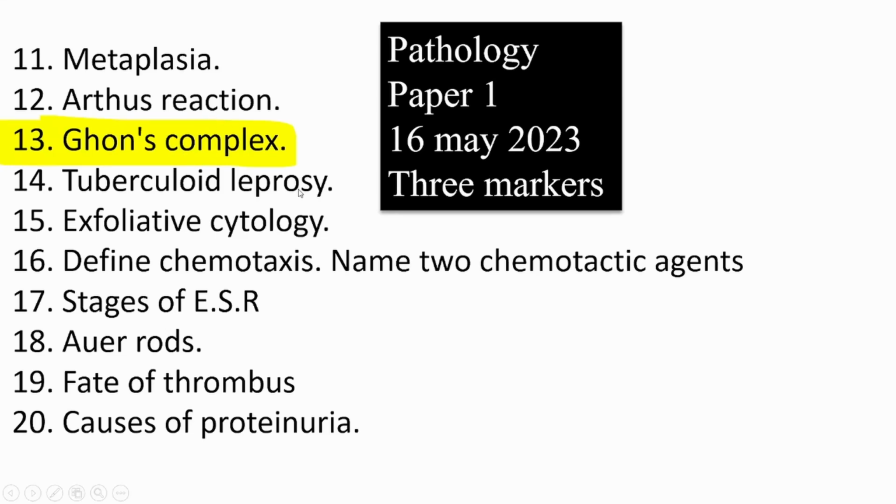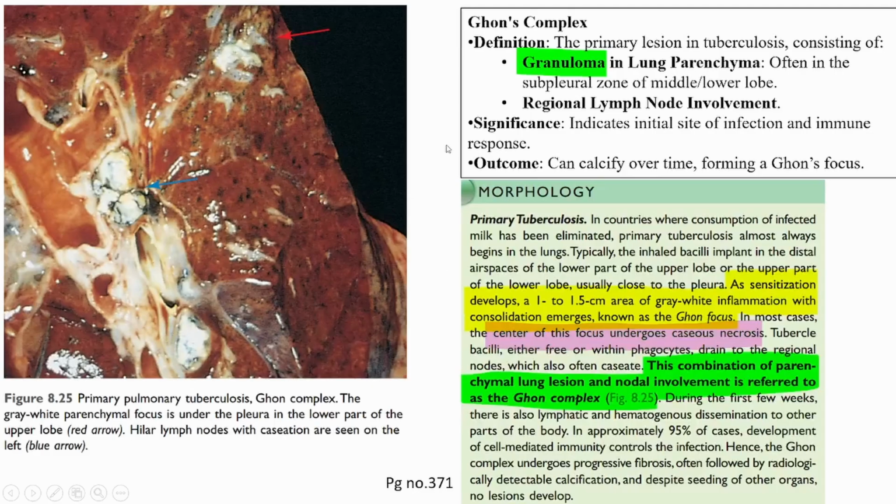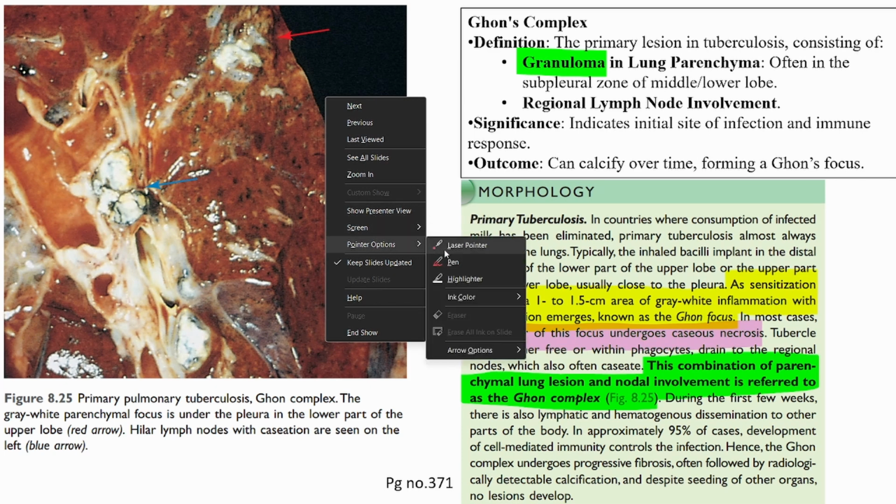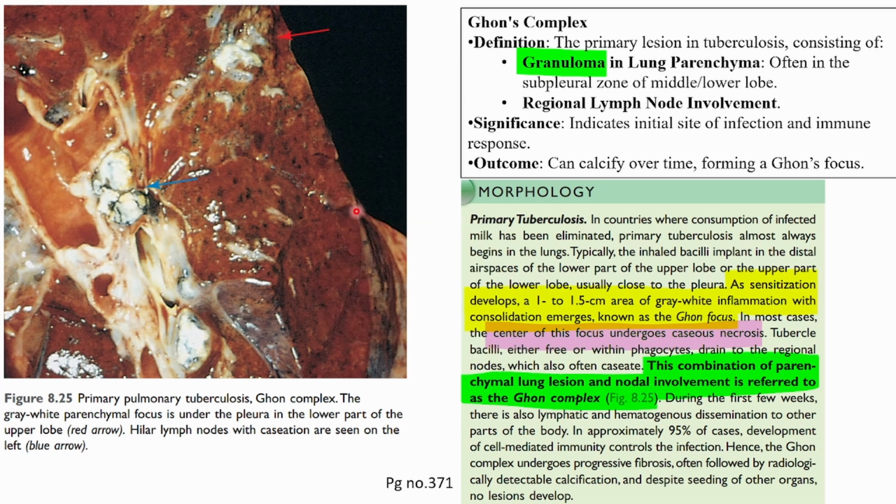Ghon's complex. Question number 3, pathology paper 1, 3 marker. So, Ghon's complex. As you can see, wait, let me just point here. This is lung, and you can see a blue arrow here and a red arrow here. If you read the description here: primary pulmonary tuberculosis, Ghon's complex.